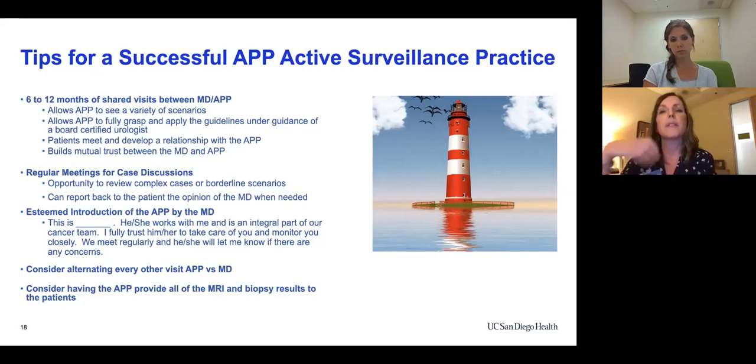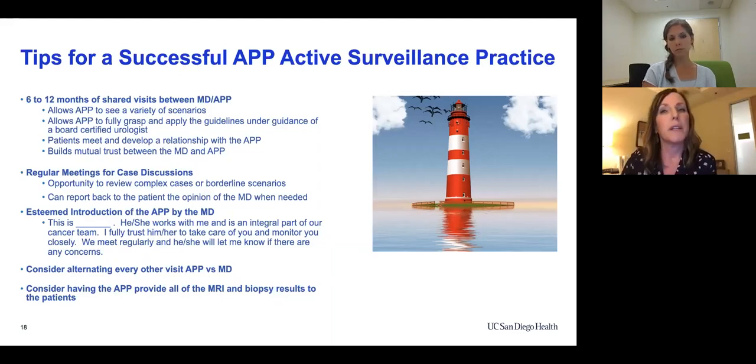For example, this is so-and-so, he or she works with me and is an integral part of our cancer team. I fully trust her and him to carefully monitor you. We meet on a regular basis, and he or she will keep me up to date on any concerns along the way. I suggest considering alternating every other visit between the APP and MD. This isn't a requirement, and we don't always do that, but you may intuit that some patients will appreciate it.